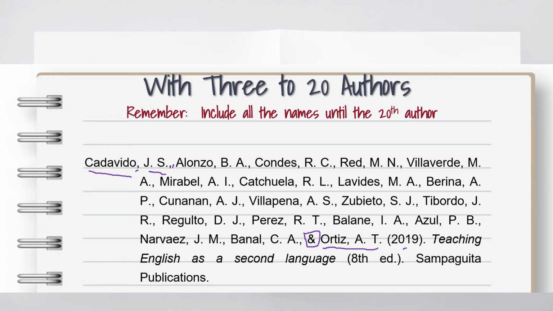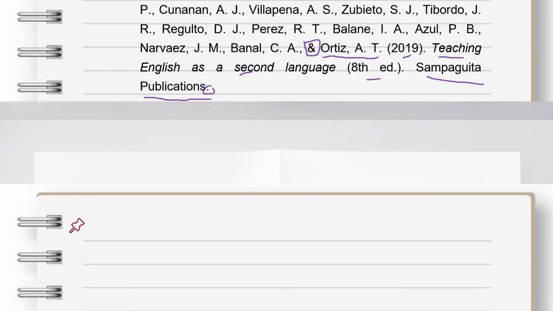The year of publication, the title of the book, which is italicized, the 8th edition, and lastly the name of the publishing company, ended with a period. Remember, you have to include all the names until the 20th author. But if you only have 3, then you include the 3. If you have 10, you include 10 names. The maximum for this example is 20 authors, or the 20th author. Okay? All right, we are done.